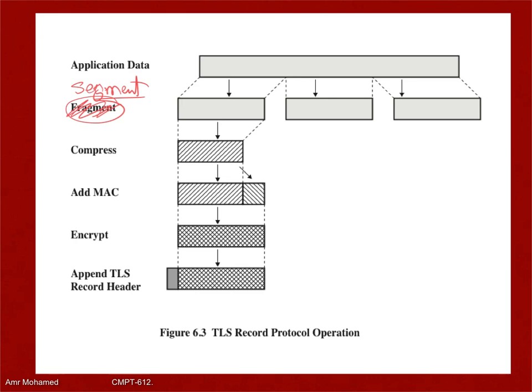Then we take this segment and optionally we can compress it. By compressing, we reduce the data size. By reducing the data size, when we add the MAC and provide the encryption, we reduce a little bit the overhead required for the MAC and the encryption.